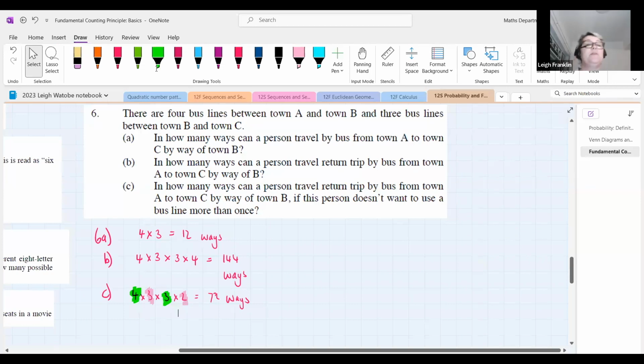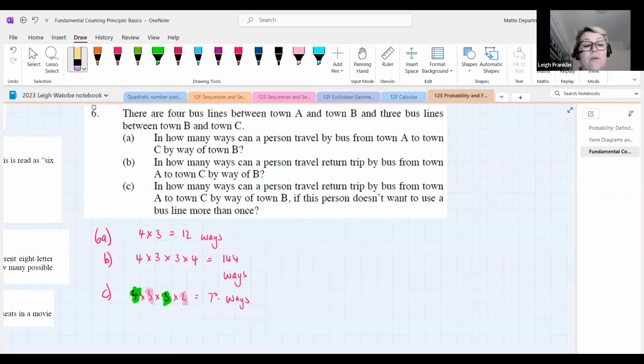Sorry, this is supposed to be 72. I see I've written it very badly. Let me do my 2 a little bit better. There we go. Not okay, Siha. Well, what's wrong? Where did we lose you?